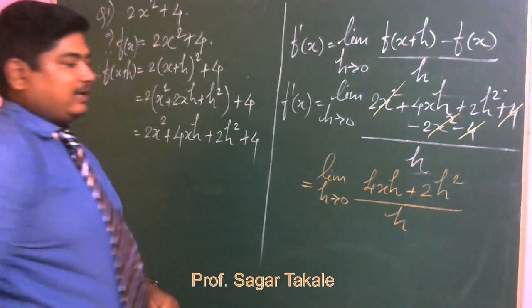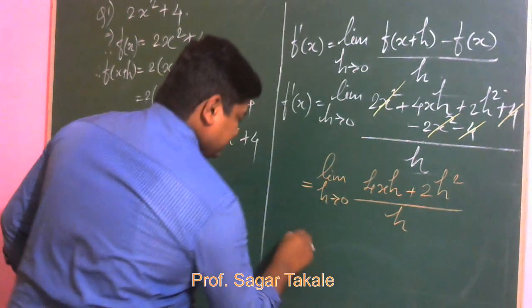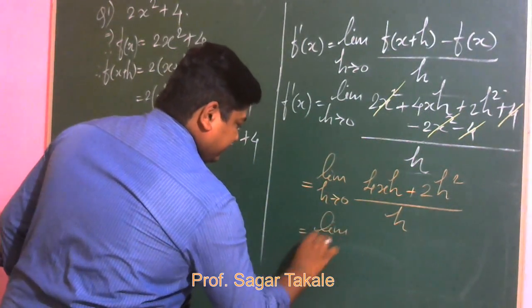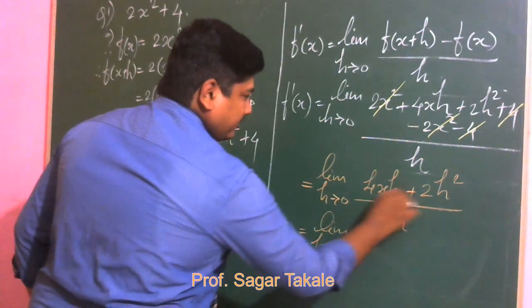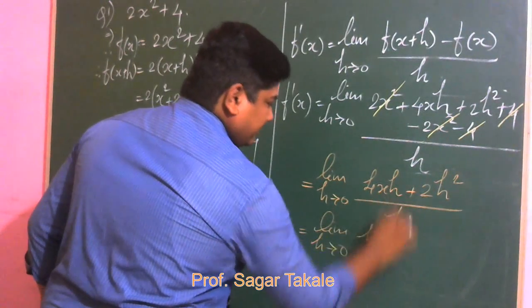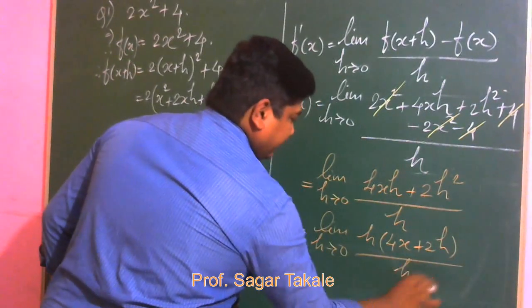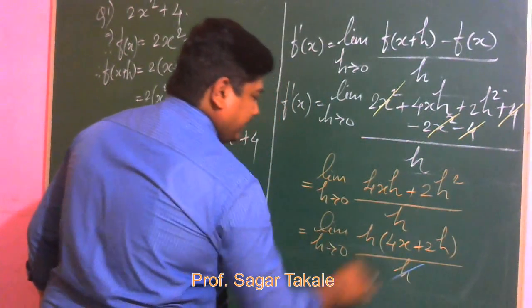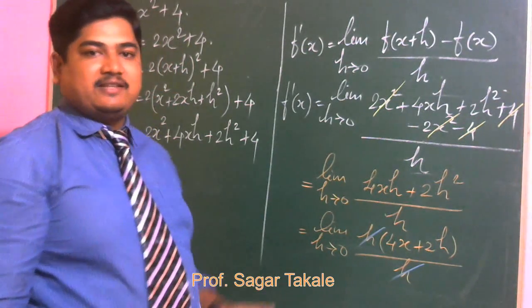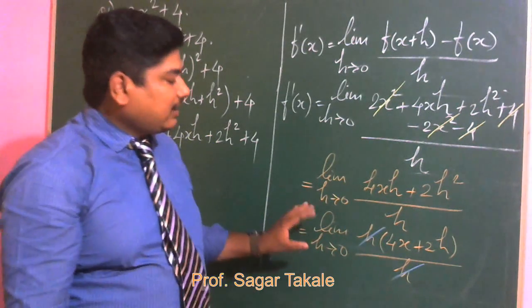अच्छा, ऊपर क्या कॉमन आ रहा है? h कॉमन दिख रहा है. चलो h कॉमन ले लेते हैं. लिमिट h टेंस टू 0, h कॉमन ले लिया. व्हाट इज द रिमेनिंग पार्ट? 4x plus 2h whole divided by h. चलो अभी क्या होगा? h और h कैंसिल. जैसे h कैंसिल हुआ अपना लिमिट का काम खत्म हुआ.